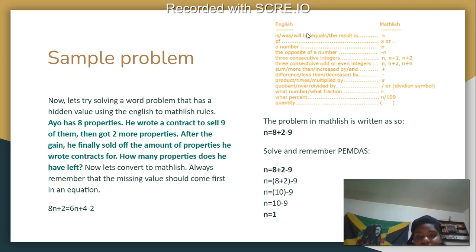So after you add 8 to 2, you get 10. So now your rewritten problem is n equals 10 minus 9. And then once you subtract 9 from 10, you get 1. So n equals 1. And so Io has 1 property left.